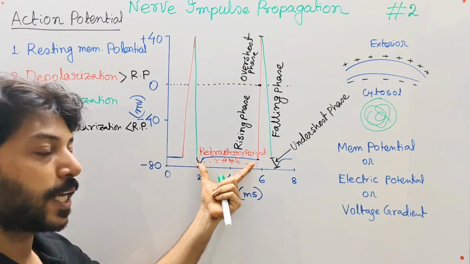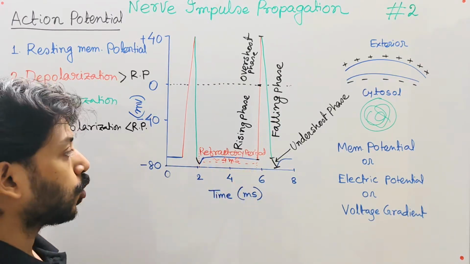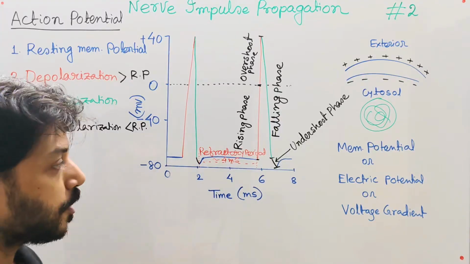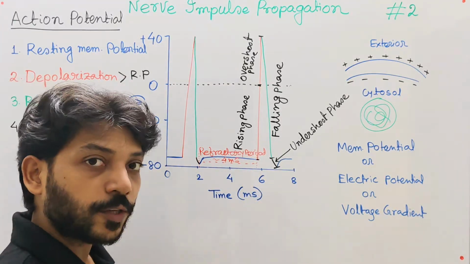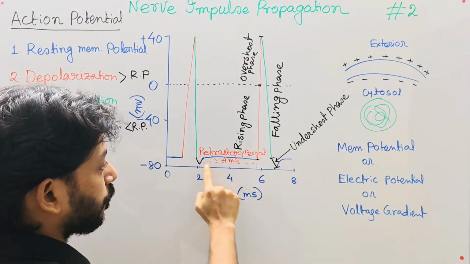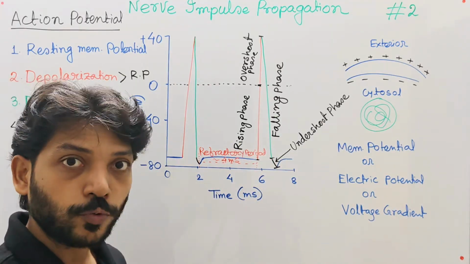Now in this period, you cannot excite a neuron further. So in between two subsequent action potentials, there is a period of time in which an action potential does not occur. So we call it the refractory period. It is about 4 milliseconds.